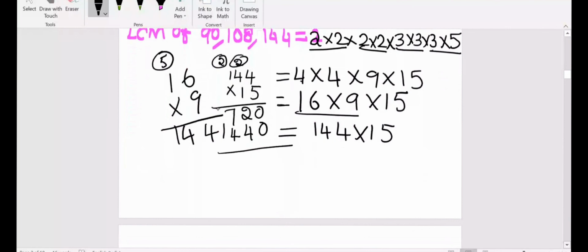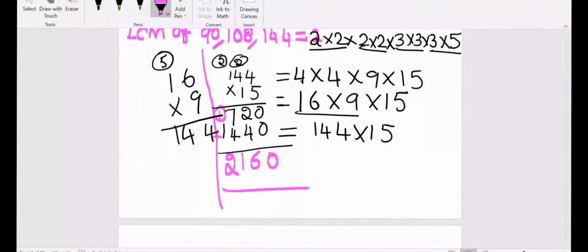We'll calculate. Here I'm making a boundary, otherwise you'll get confused. I should add all these. 0 plus 0, 0. 4 plus 2, 6. 7 plus 4, 11. 1 I'm carrying to the next one. So here 1 balance comes. 1 plus 1, 2. Very easy.